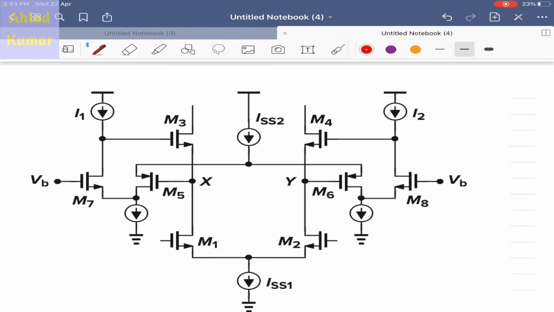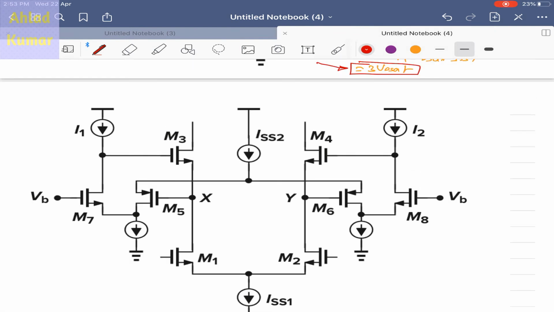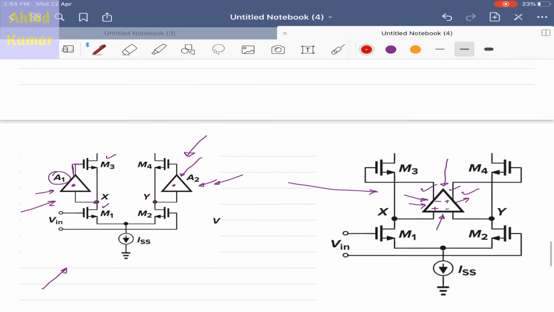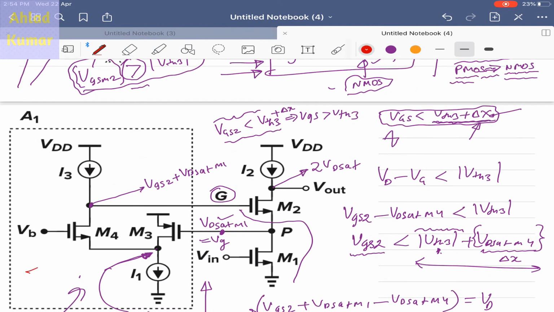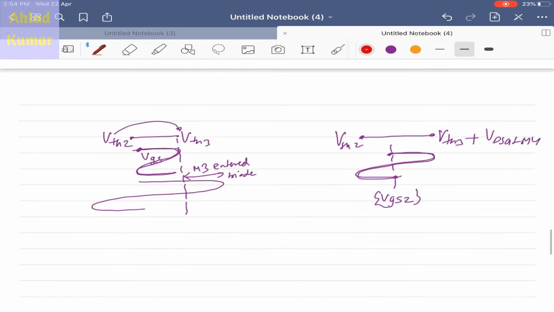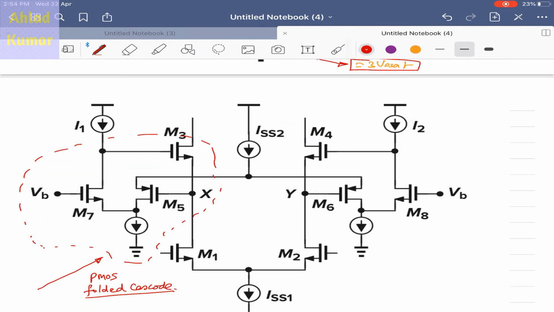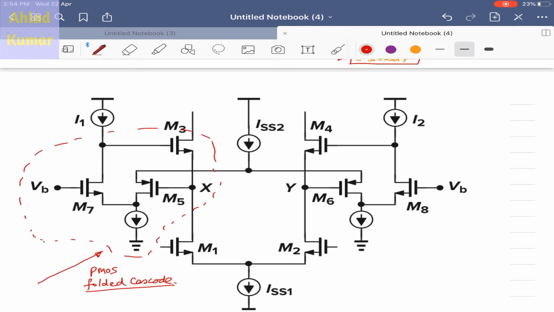So this is the modified circuit where we are using level shifted folded cascode amplifier. So this is the PMOS folded cascode version, and this part is the same circuit as we have discussed in detail over here. You can see this is the same circuit. So now if you want to see the voltage constraints at this point, which is Vout, how to calculate it?